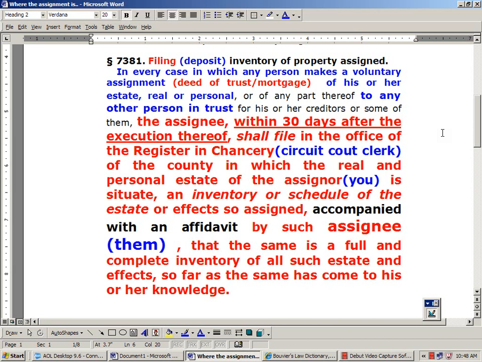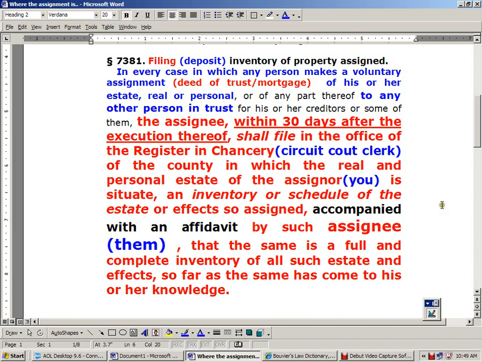since this can be done with a verbal agreement where the dude says to you, well, I'll go ahead and make this deposit. You say, fine, go ahead and do it. And then he does it. Well, he just executed the verbal agreement you had between each other. So within 30 days of that, he has to go to the Register in Chancery, who here in Michigan is a circuit court clerk of the county where the real or personal estate is, an inventory or schedule of the estate or effects so assigned.